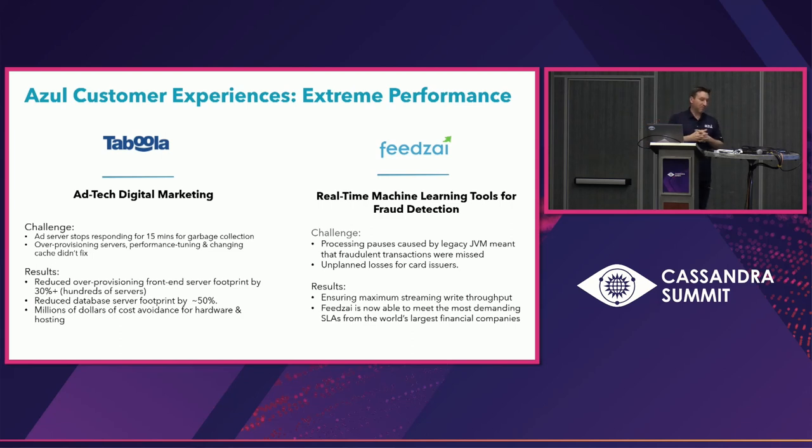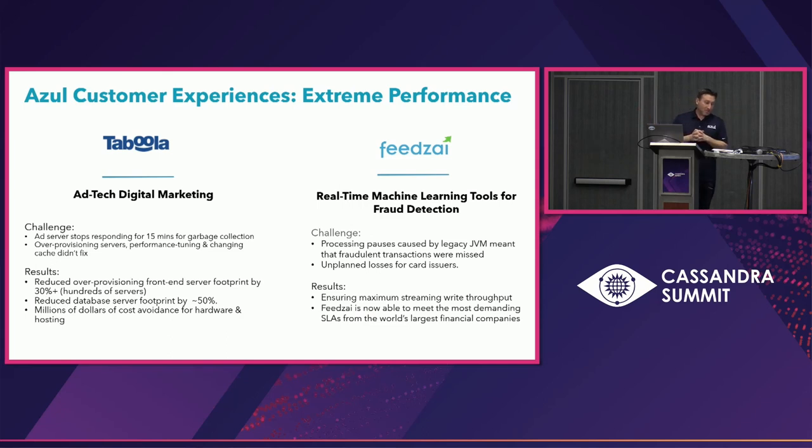And after they put in Prime, some of the challenges that they were having is that their ad serving engine was actually stopping for about 15 minutes to do garbage collection. Just one of those bad things that is inherent with OpenJDK. And obviously you can't have all your nodes stopping for 15 minutes. So what they were doing is what everyone does, which is over-provision to prevent having to rely on the things that are doing the cleanup. Unfortunately, over-provisioning means more money.